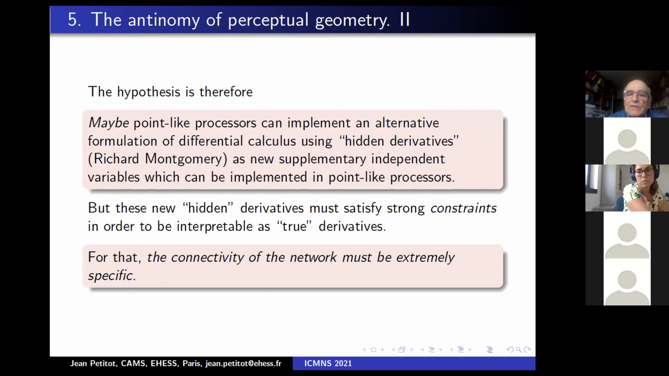calculus using what Richard Montgomery called hidden derivatives as new supplementary independent variables, which can in a second time be implemented in point-like processors and interpreted as true derivatives. So these new hidden derivatives must satisfy very strong constraints in order to be interpretable as true derivatives. And for that, the connectivity of the network must be extremely specific.